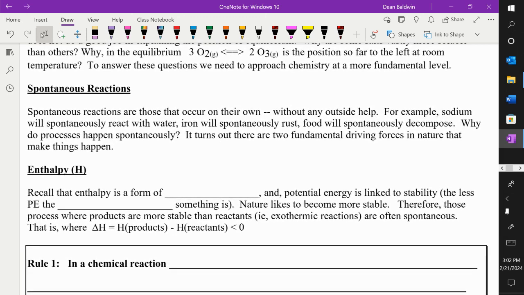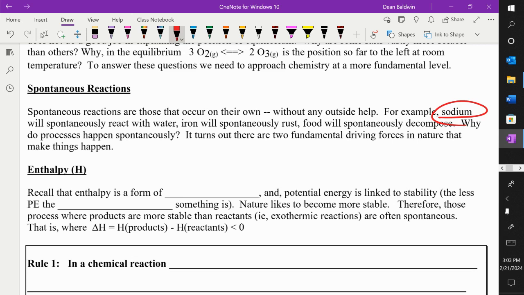Everything in nature wants to be more stable, wants to be happy and stable, right? So if you throw sodium in water, everybody's seen that reaction, right? It starts to ignite, produces hydrogen gas. Why does it happen? You don't have to do anything to it. You just throw it in the water and it reacts. It's because the sodium is more stable in the water. You're reaching a more stable state.